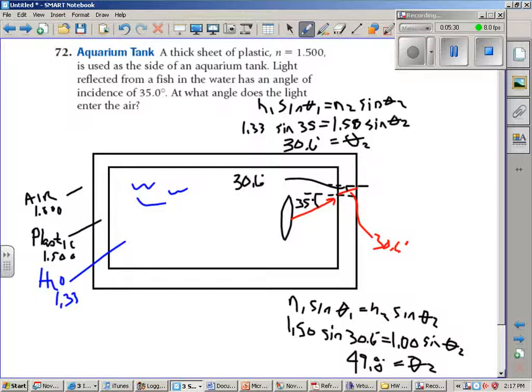So this gets bent like so at 49.8 degrees. What angle does the light enter the air? 49.8 degrees.